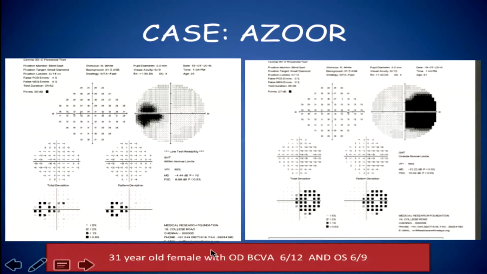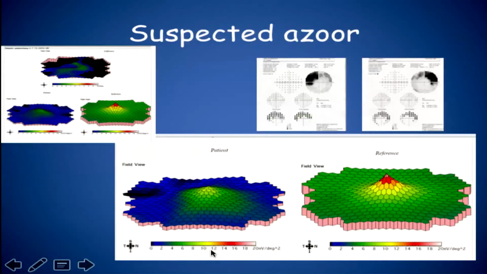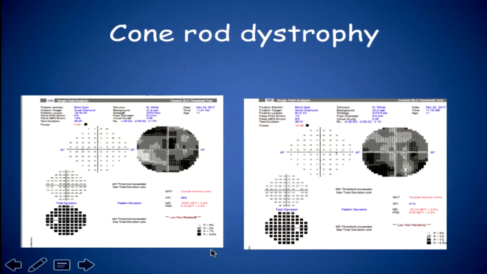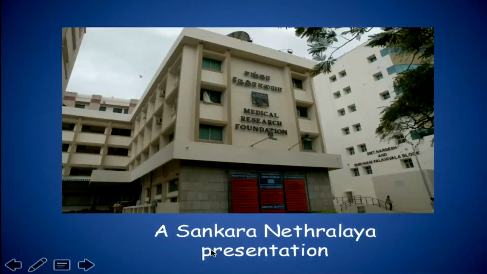Now this patient was a 31-year-old female with right eye vision of 6/12 and left eye of 6/9. This is the field, and there are ISOS junction defects on OCT. In suspected cases of AZOOR, MFERG is the investigation of choice. Cone rod dystrophy and retinitis pigmentosa, I think all these are well-known things.